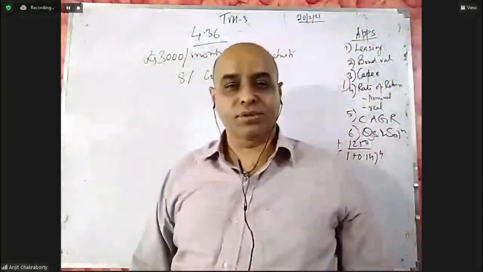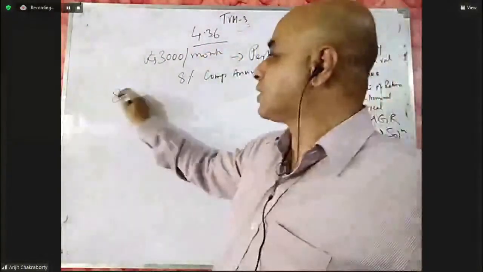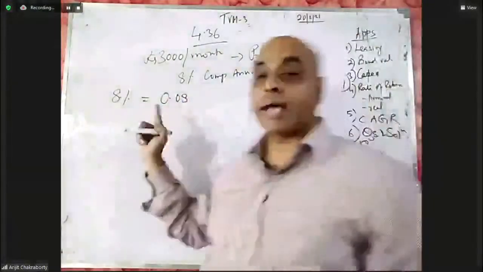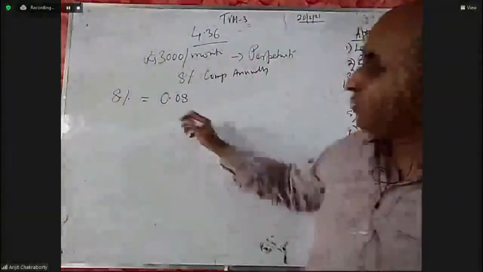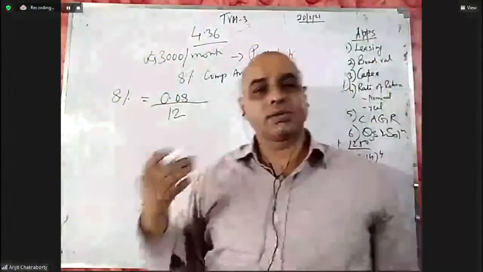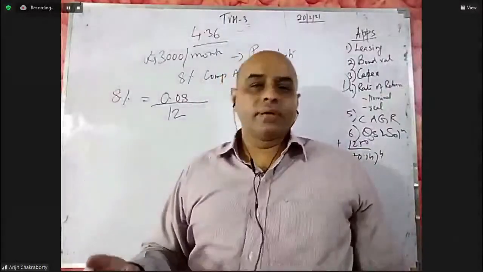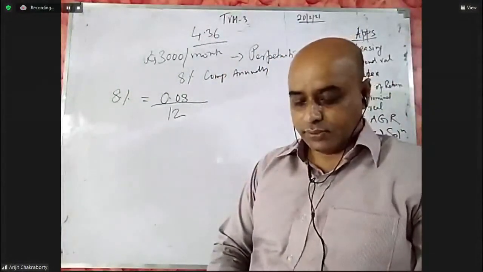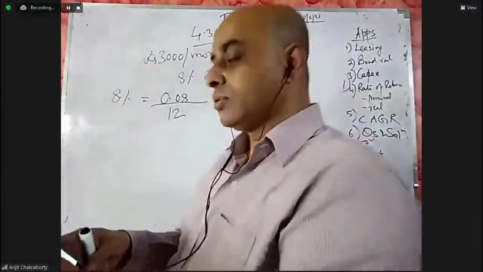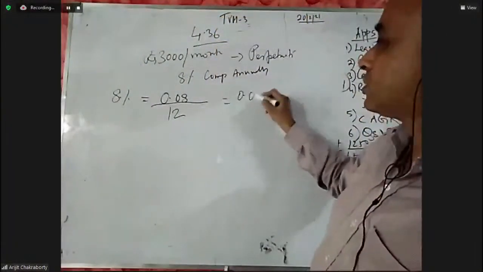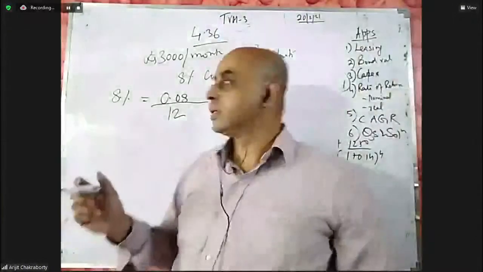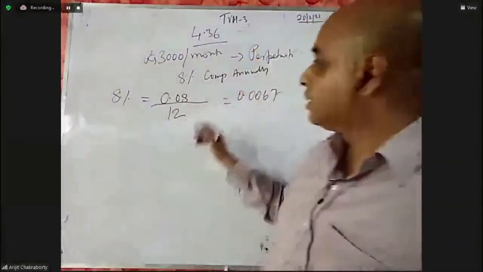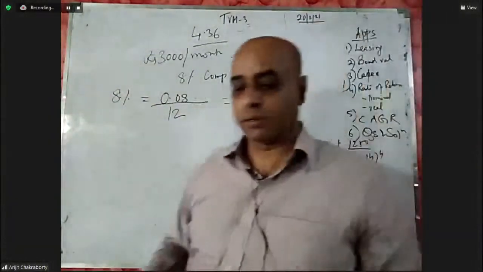He wants a monthly contribution of 3,000 rupees. So what I do is 8% means how much? 0.08. Okay, so I write 0.08. This is annual. So per month, how much will it come to? I will write 0.08 divided by 12 because there are 12 months in a year. 0.08 divided by 12 gives me 0.0067. This is my interest on a monthly basis. I have taken decimal here and I have calculated the decimal rate.